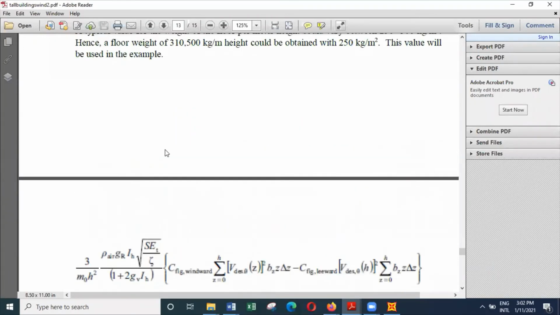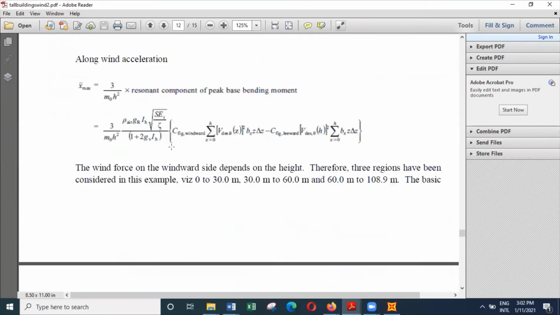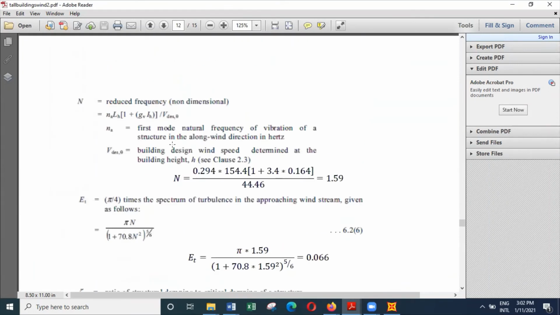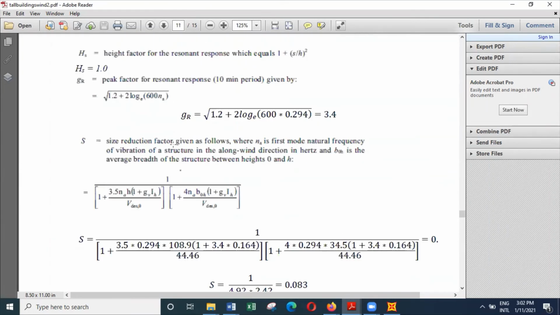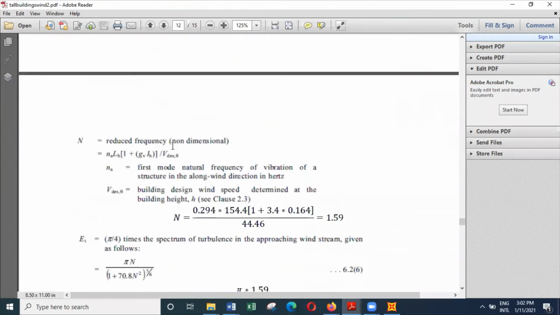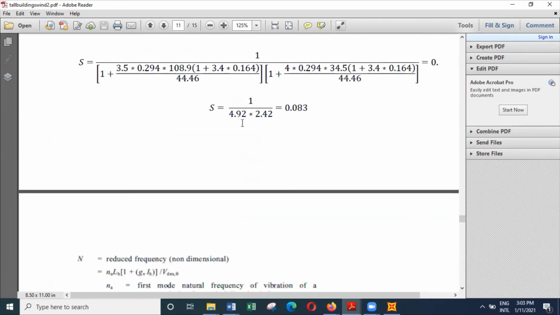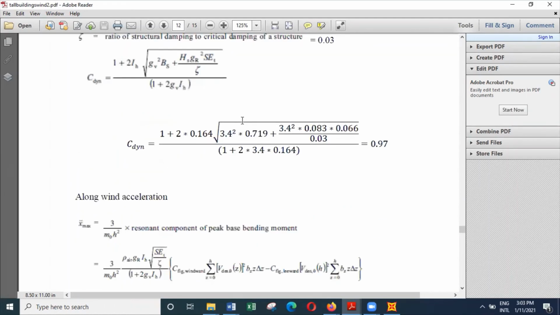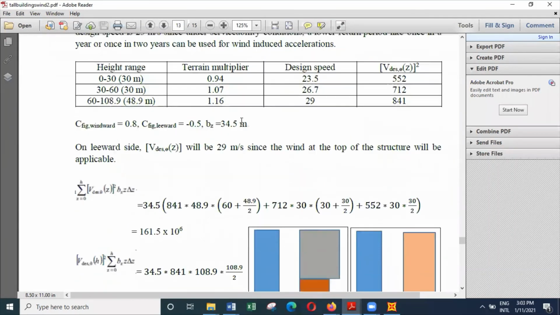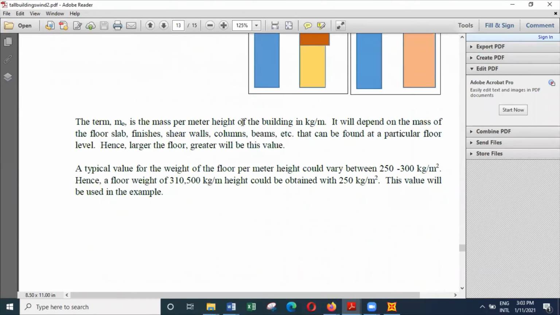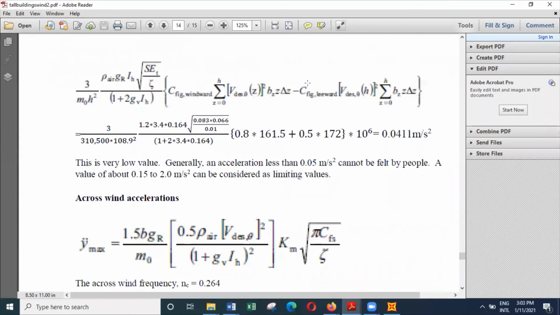Here I should have actually calculated this S and E for the new velocity. S and E should have been calculated for the new velocity, right? So that is something that I forgot to do. So basically, let's assume that these are correct.